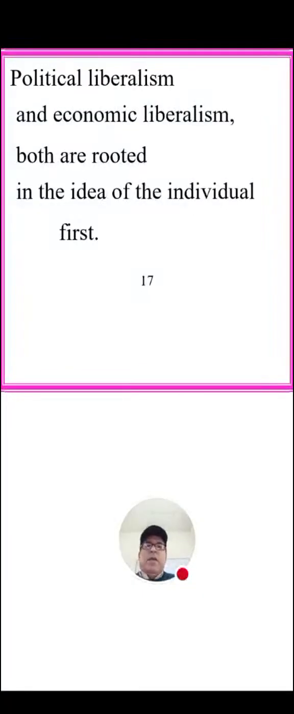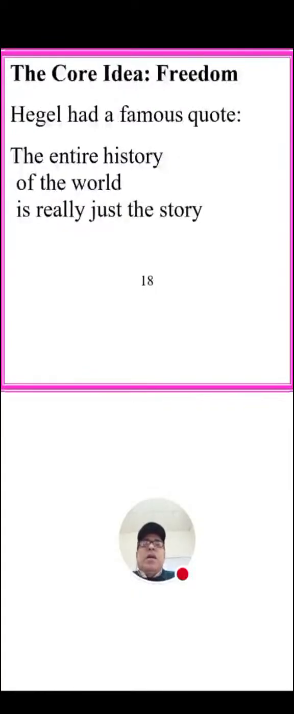So, great thinkers like Mill, Tocqueville, and Madison all supported democracy. They supported it because they believed it would promote individual rights and liberties. Political liberalism and economic liberalism both are rooted in the idea of the individual first, individualism. The core idea is freedom.